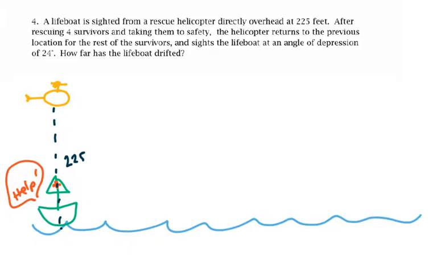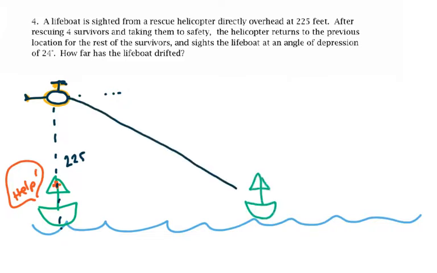Then it says after rescuing 4 survivors and taking them to safety, because a helicopter can't hold that many people, the helicopter returns to the previous position. So the helicopter goes back to where it was before. But when it gets there, the boat isn't there. It has drifted. And so the helicopter is now sighting the lifeboat in the water. So if you think about from the helicopter's point of view, they have to look down to see where the lifeboat is. So now the lifeboat has drifted. And so the question is, how far has it drifted? So I need to know this distance right there.